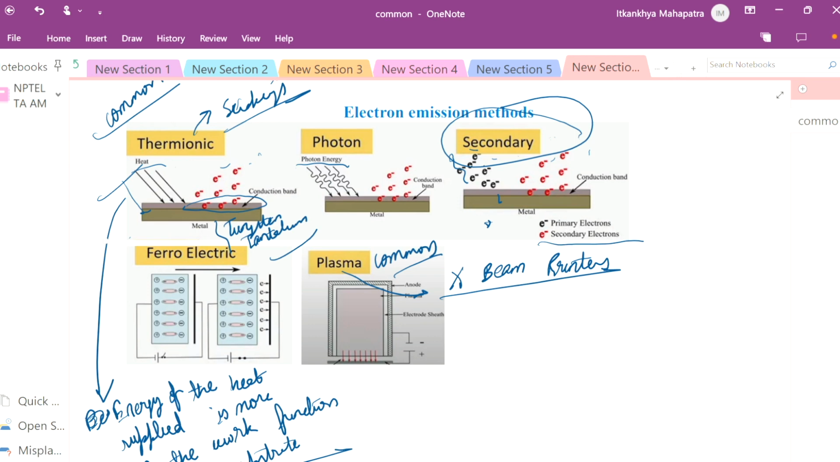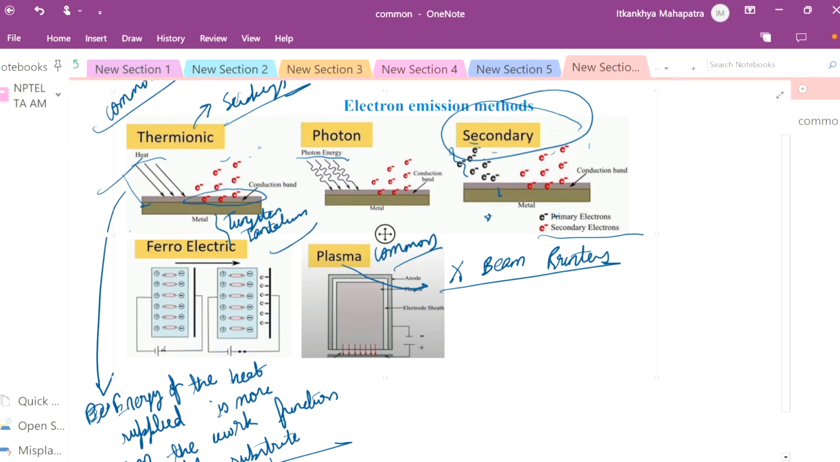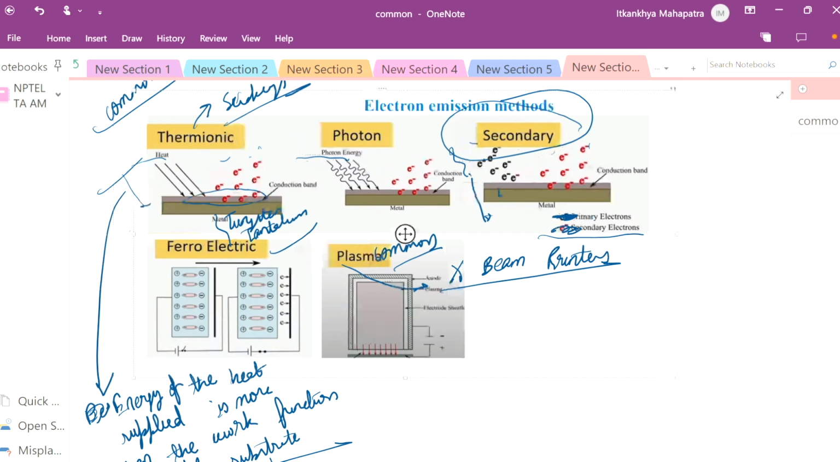Yeah, ma'am, it's. Yes, so I'm correct. So this is a mistake here. I'm quite sure because we are supplying secondary electrons and the beam being emitted is primary. Okay. Yeah.